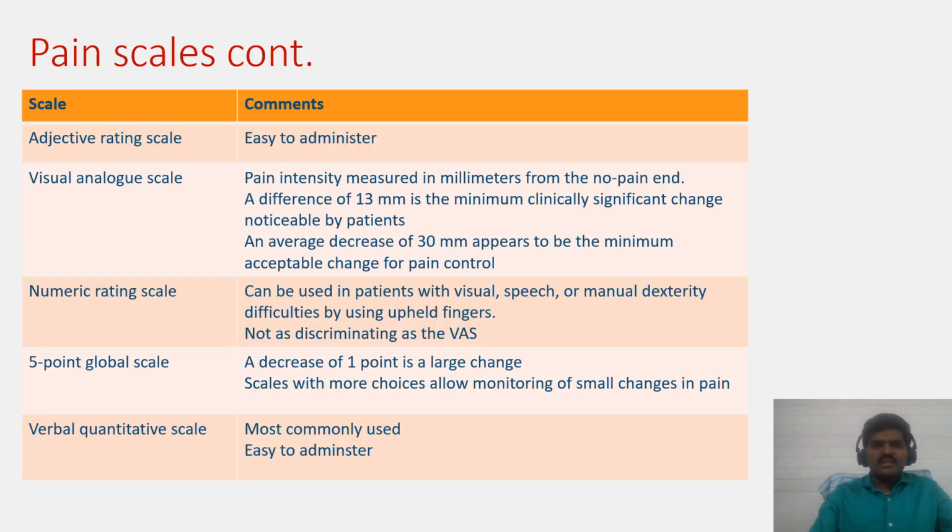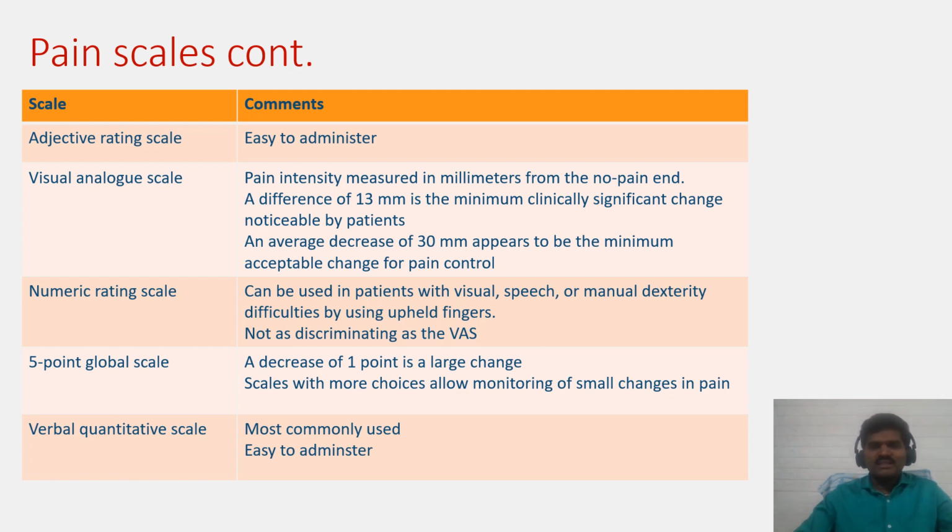Then there is the visual analog scale. Pain intensity is measured in millimeters from no pain, and a difference of 13 millimeters is the minimum clinically significant change noticeable by patients. An average decrease of 30 millimeters appears to be the minimum acceptable change for pain control. The numeric rating scale can be used in patients with visual, speech, or manual dexterity difficulties by using upheld fingers, but it is not as discriminating as the visual analog scale.